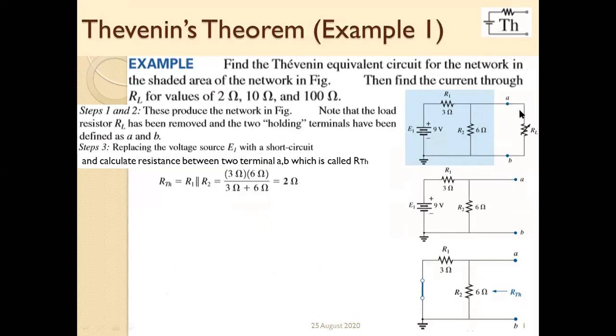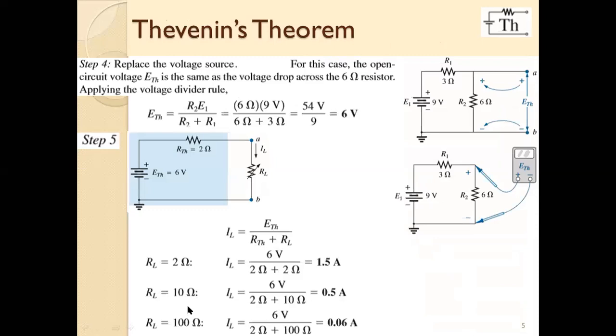So if you are having such a network, find out, without converting it into a Thevenin network, the current value in RL if it is 2 ohm, if it is 10 ohm, and if it is 100 ohm. And then you will see that those current values are the same as the values which we calculated with the help of the Thevenin equivalent circuit. So the theorem is saying that these values should remain the same.